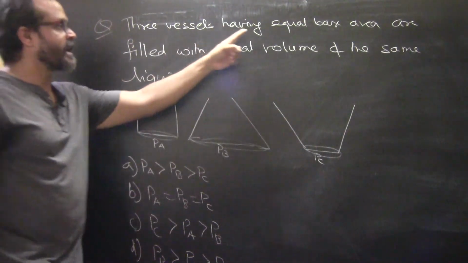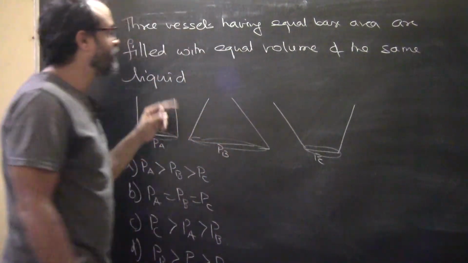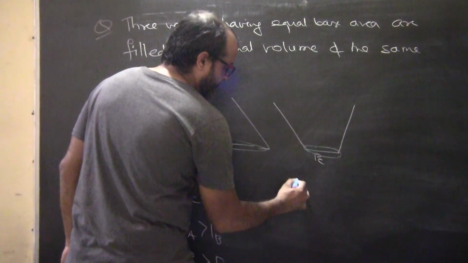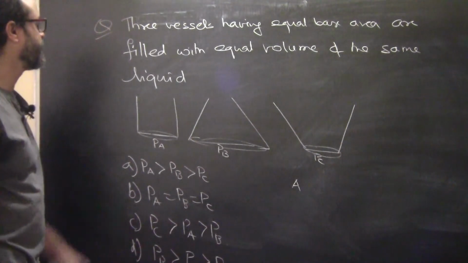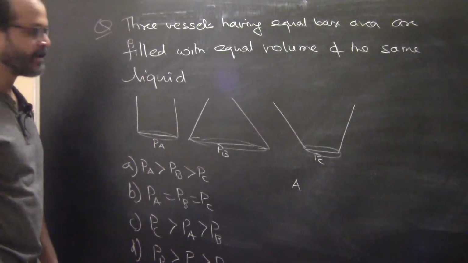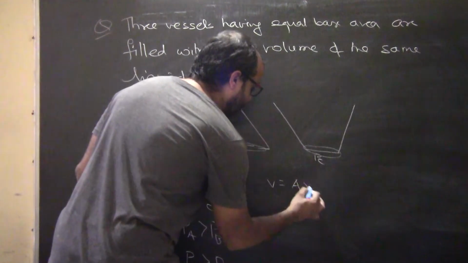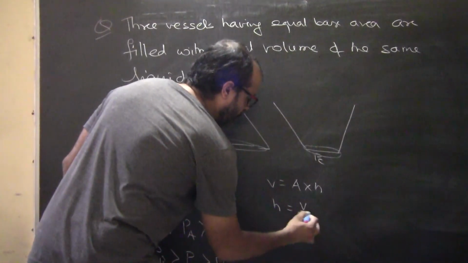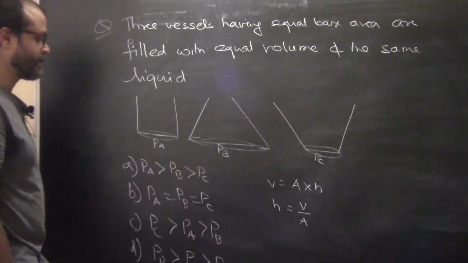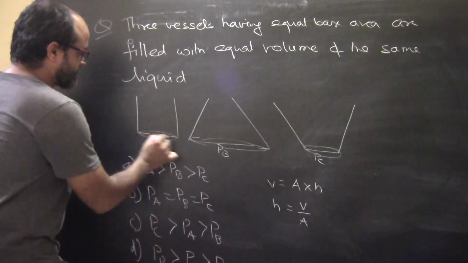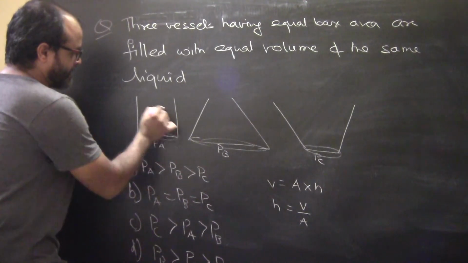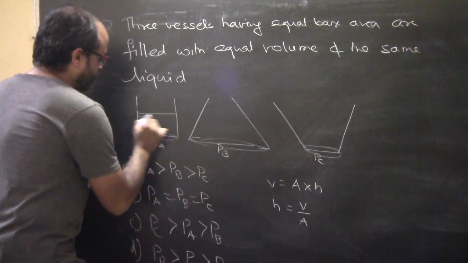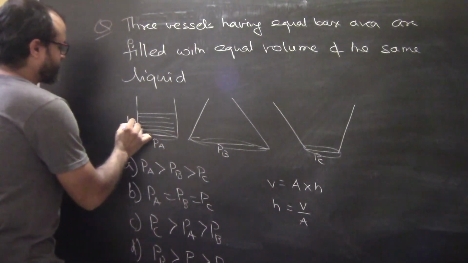See, three vessels having equal base area, all of them have equal base area, are filled with equal volumes of the same liquid. So for every one of them the area will be the same. Now volume is equal to area into height. So height is equal to volume upon area, correct? Now look at this. In this case, the area remains the same. So let's say it has acquired a height, this will be HA.